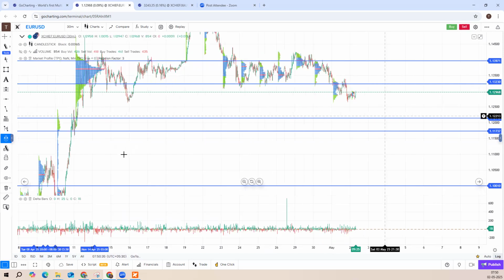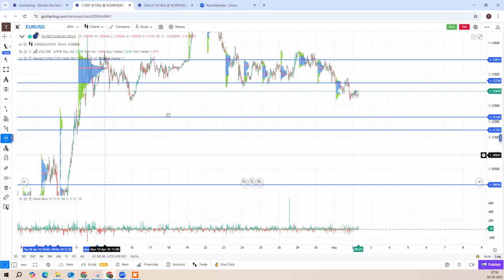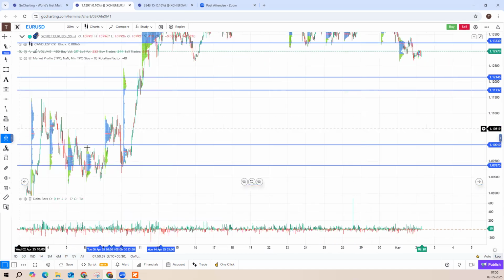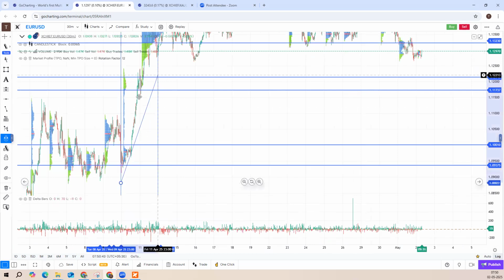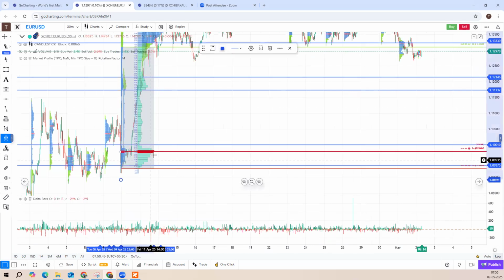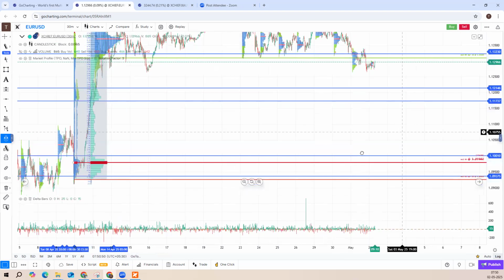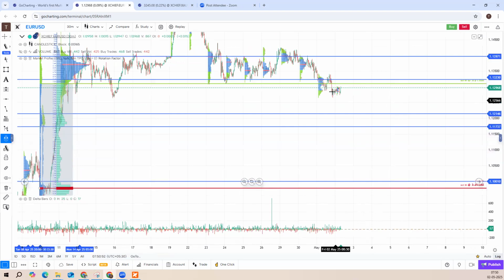Now these are the below levels. If you remember, we applied the fixed range market profile from here to these levels, and we got this consolidation zone and this consolidation zone. So we have made this value area. It will be interesting to see how Euro USD travels over a period of time, guys.